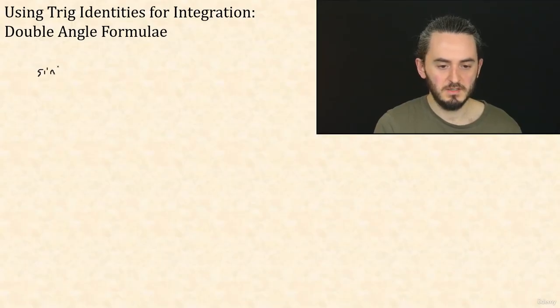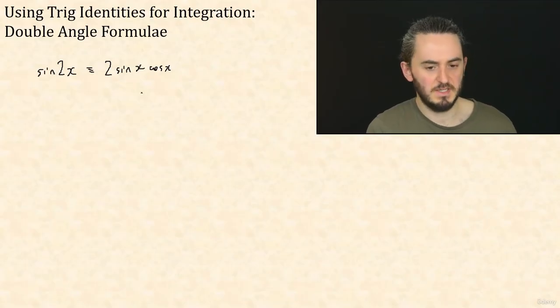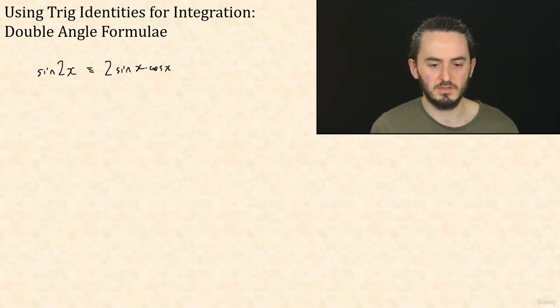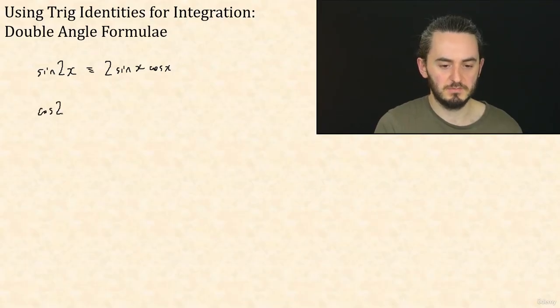So sine 2x is 2 sine x cos x. Might this be useful for integration? Well, maybe. I guess if we are simply to integrate 2 sine x cos x, you could convert it to sine 2x, and that's a bit easier to integrate. The magic really comes from the cos double angles.